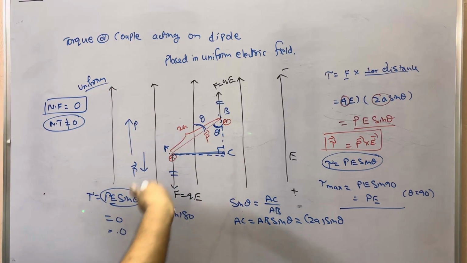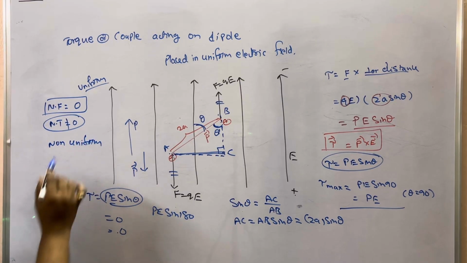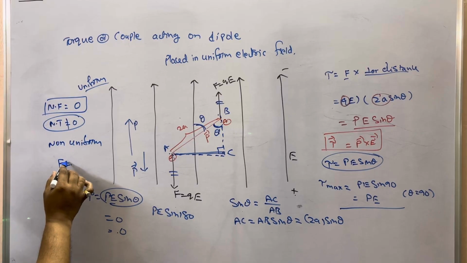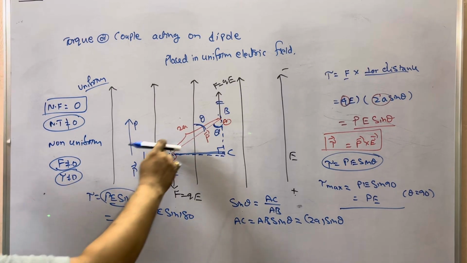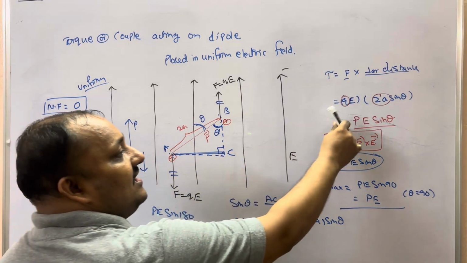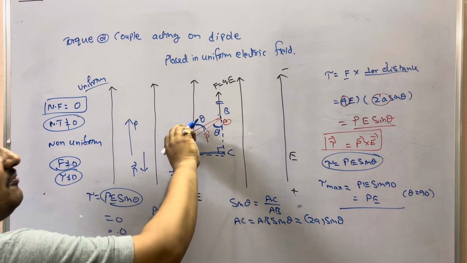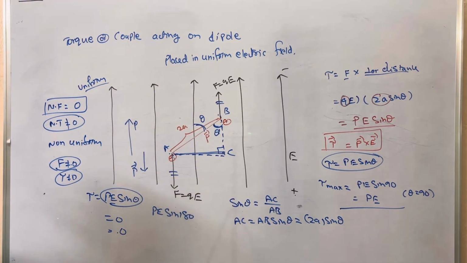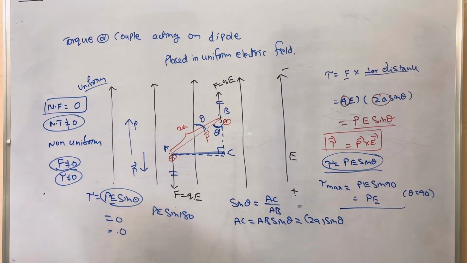If you place the dipole in non-uniform electric field, both force and torque will act. Net force is not 0, net torque is not 0. At that time it is rotating and moving, meaning both force and torque are there. But in uniform field it is only rotating, not moving anywhere, therefore there is no net force. So, this is the equation. How problems will be asked, we will discuss in upcoming classes. But this one you should remember carefully: torque tau is equal to PE sin theta.